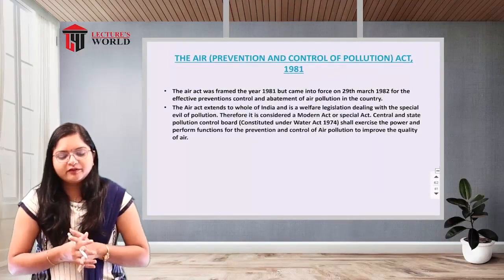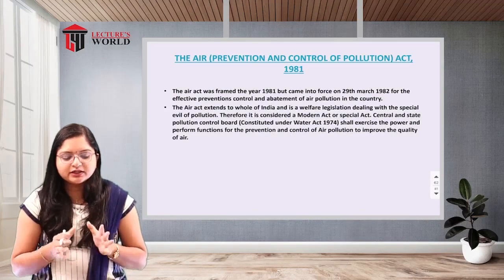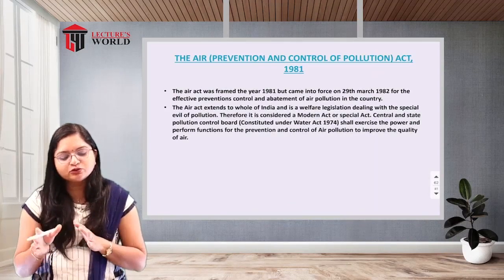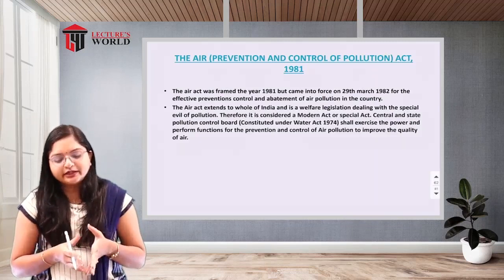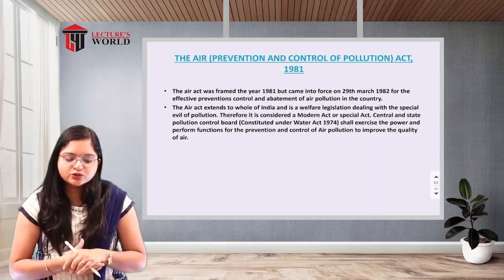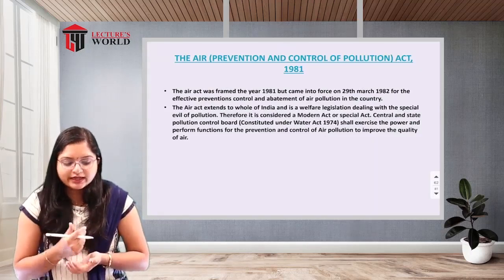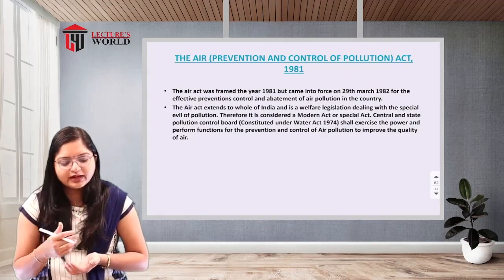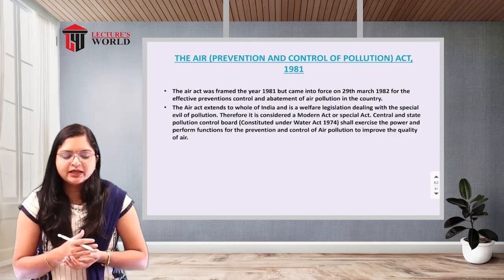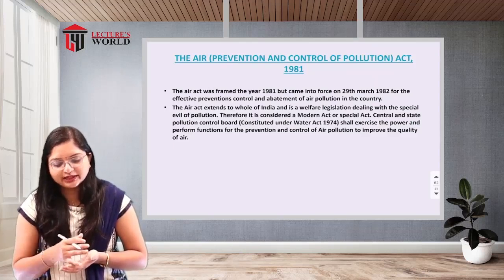Then, the Air Prevention and Control of Pollution Act, 1981. The Air Act was framed in the year 1981 but came into force on 29th March 1982 for the effective prevention, control and abatement of air pollution in the country. The Air Act extends to the whole of India and is a welfare legislation dealing with the special evil of pollution. Therefore, it is considered a modern act or special act.